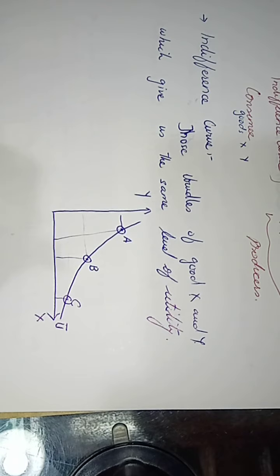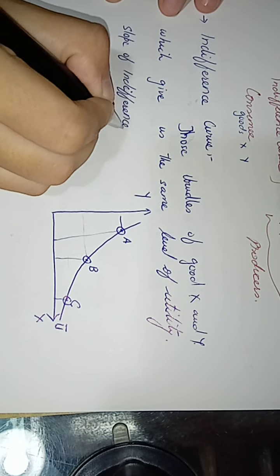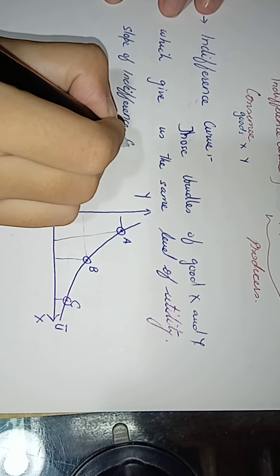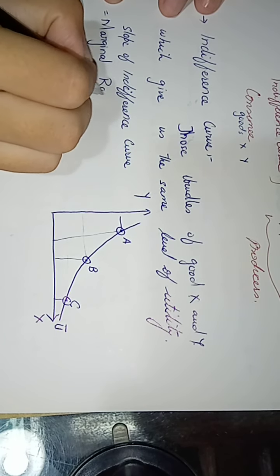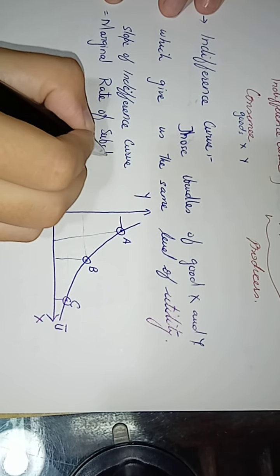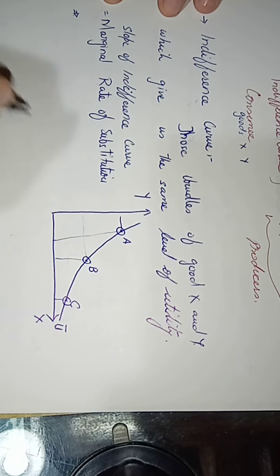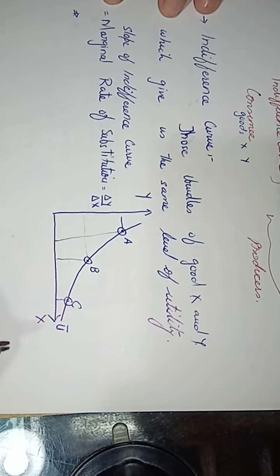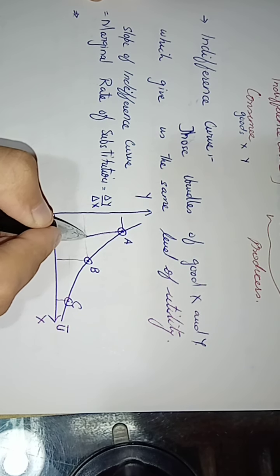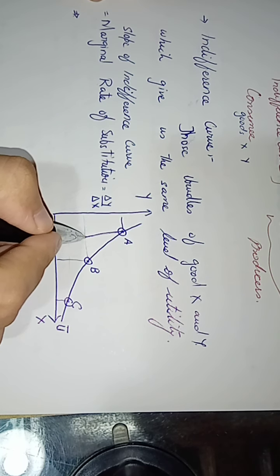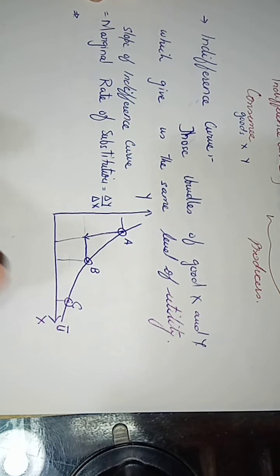Now the slope of the indifference curve, which is also known as the marginal rate of substitution of good X for good Y. A marginal rate of substitution basically can be defined as change in Y over change in X, which means how many units of Y can an individual drop for 1 unit of X to attain the same level of utility.